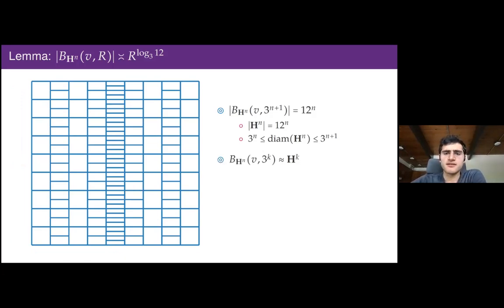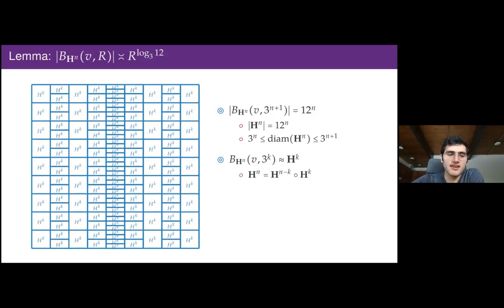And now the final claim is that if you, instead of looking at a ball of radius 3 to the n, look at a ball of radius 3 to the k for some k smaller than n in Hn, what you see is basically some copy of Hk, or to be more precise, a constant many copies of Hk. So how do you prove that?